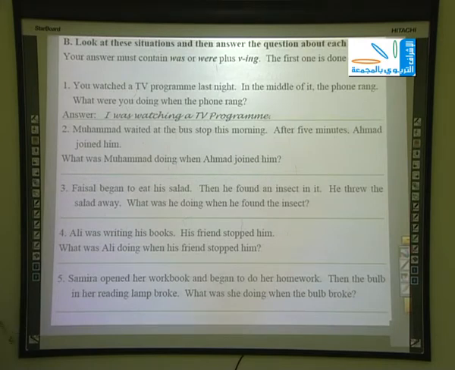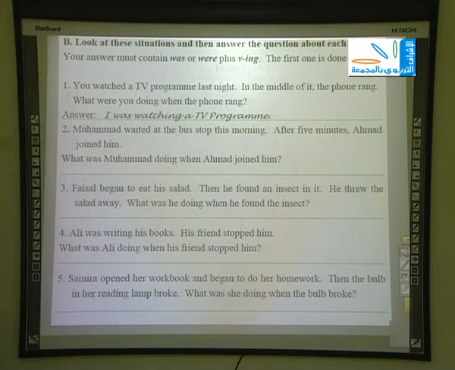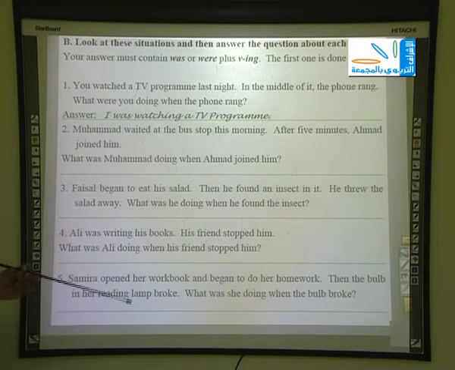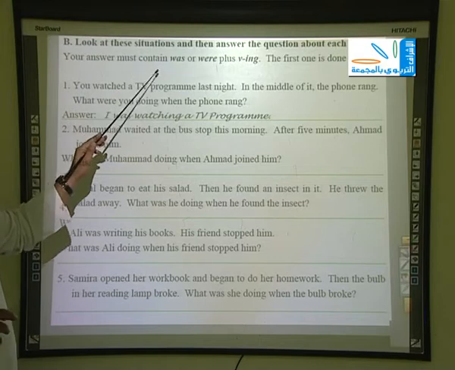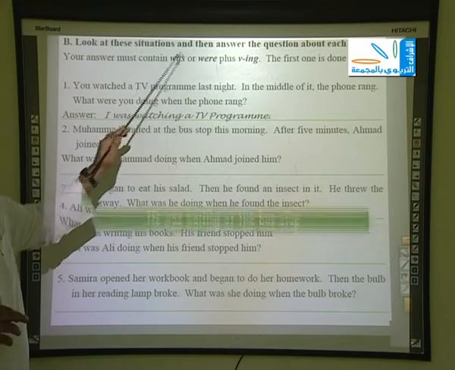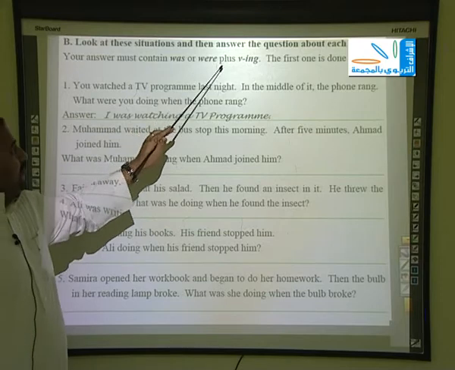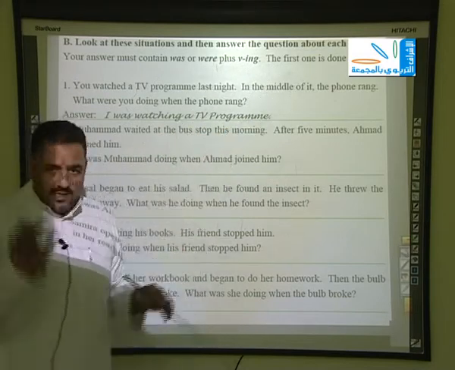Now, if you open your books to page 33, let's read. Look at these situations and then answer the questions about each one. So these are some situations. We are to read each situation and form a sentence using the conjunction word when to make a complex sentence using the past continuous and the past simple. Your answer must contain was or were plus the verb plus ing. The first one is done for you as an example.